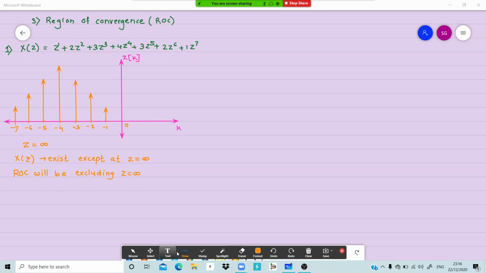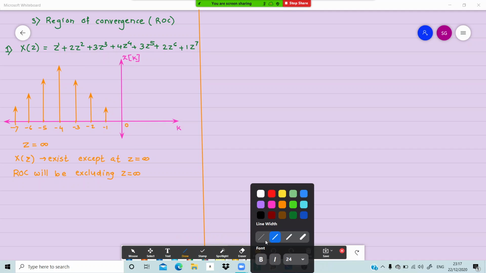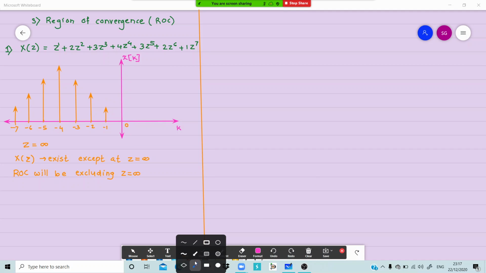Okay, the same sequence now, if I shift it, and this -4th instant 4, if I bring it over here, we are just trying to see what will be the ROC over here, right? Nothing else. Our interest is not anything else. So yeah, let me draw it first again.